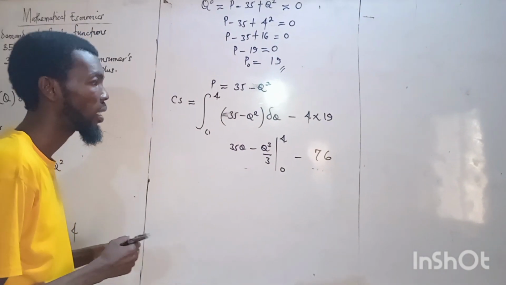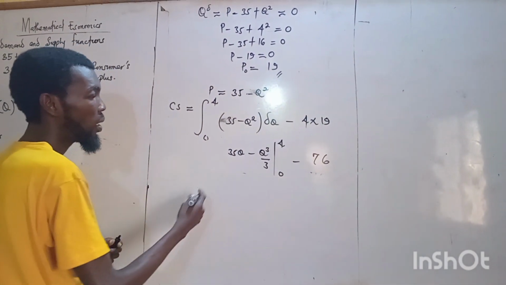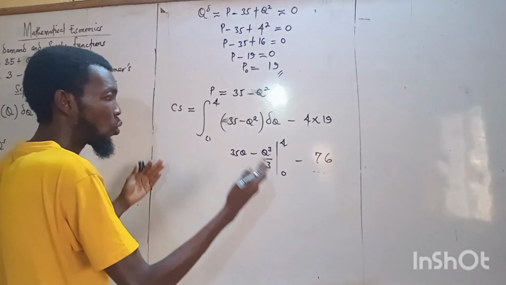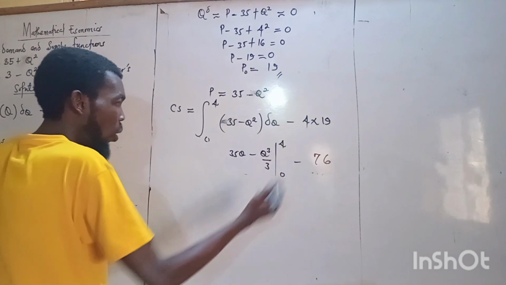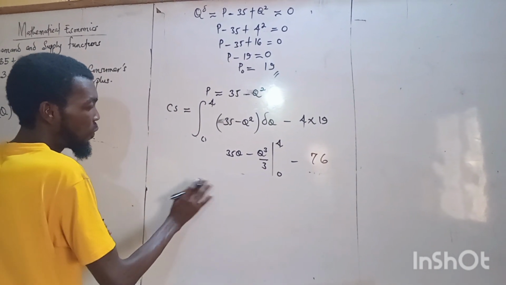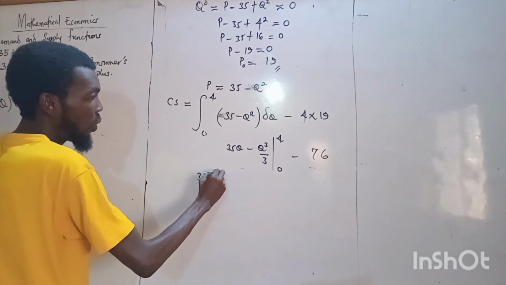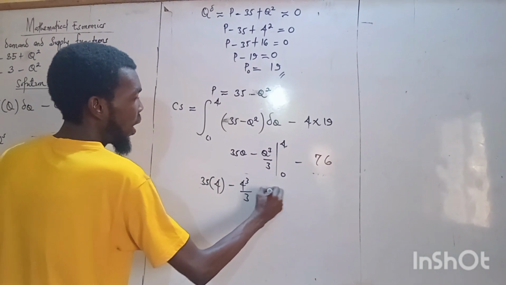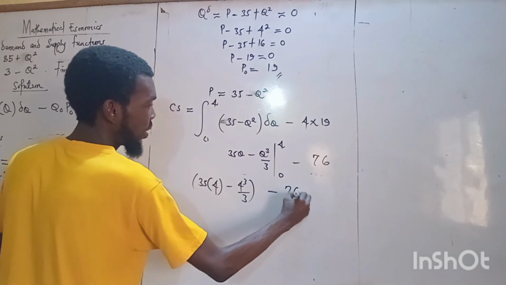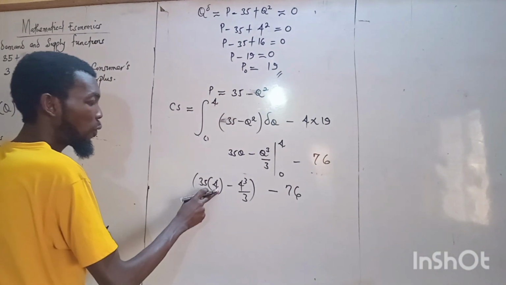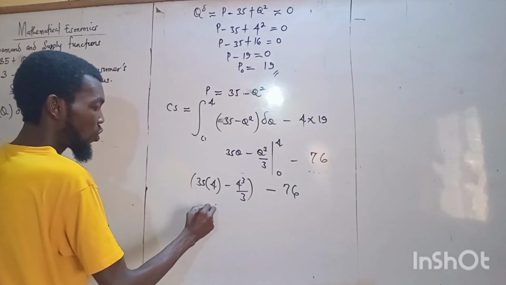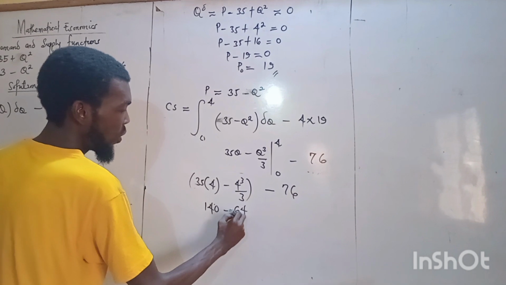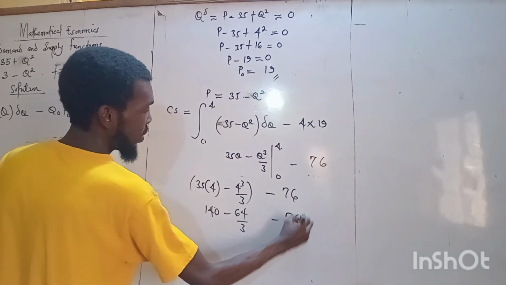Now, in this regard, let's put in the upper limit here. We are not going to be working with the lower limit, since the lower limit will make everything become 0. So we are going to adopt the upper limit alone. That will be 35 times 4 minus 4 raised to power 3 over 3, everything minus 76. 35 times 4 is 140. So 4 raised to power 3 is 64, over 3, minus 76.